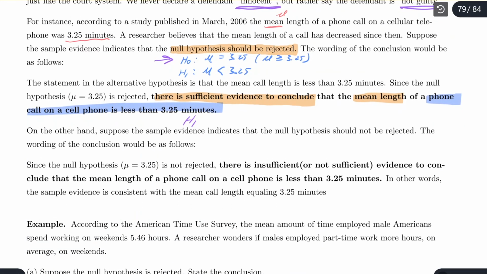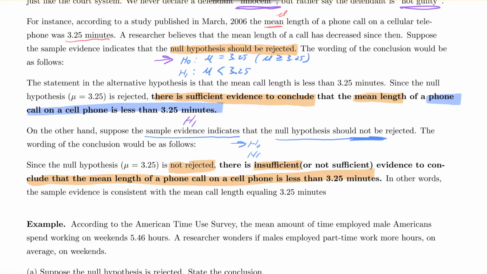How about if it's opposite then? Let's say we did the calculation and the evidence indicates that the null hypothesis should not be rejected. So if H naught again should not be rejected, then the way we state the conclusion, since it's not rejected, is there is insufficient evidence to conclude that the alternative hypothesis is true. In other words, the sample evidence is consistent with the mean length of a call equaling 3.25, or it also could be greater than 3.25.